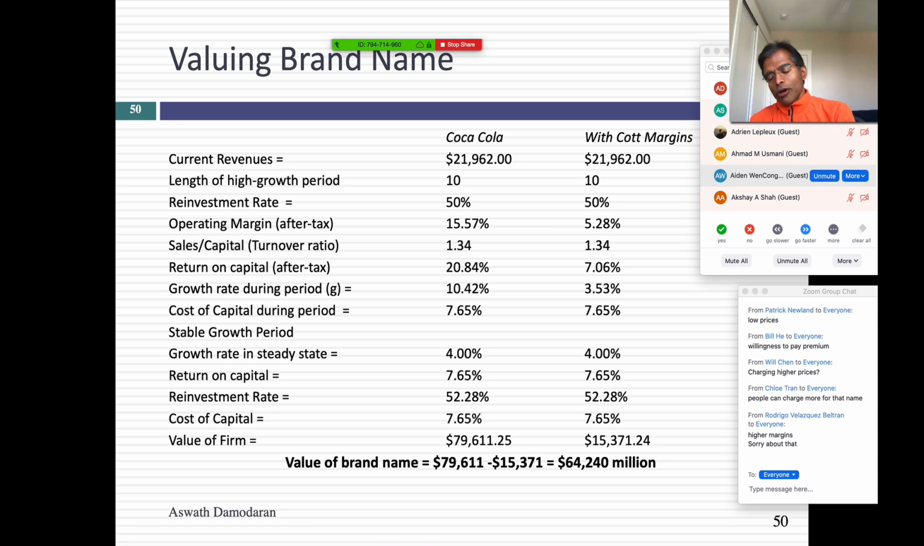So let me tell you a story. About 15 years ago, a student of mine calls. He was working at Coca-Cola, pretty high up in the ranks. So he called me from Atlanta and he said, can you come in and talk to our top management about Coca-Cola's brand name? Because we all know brand name is our biggest asset and we want to know how to value it. So I said, sure.